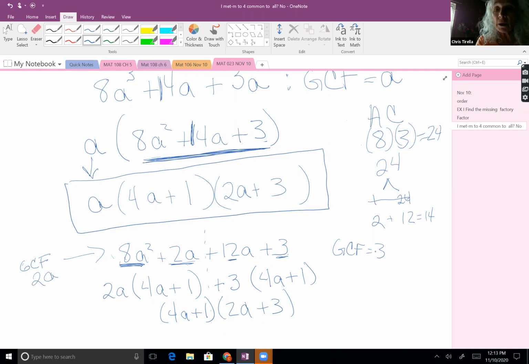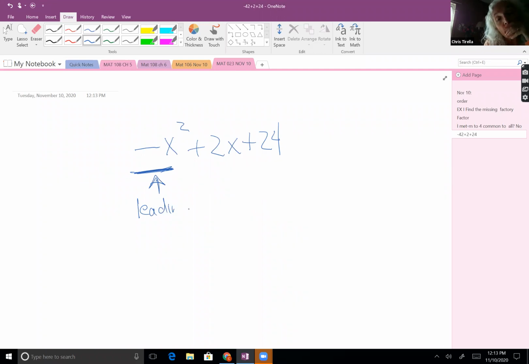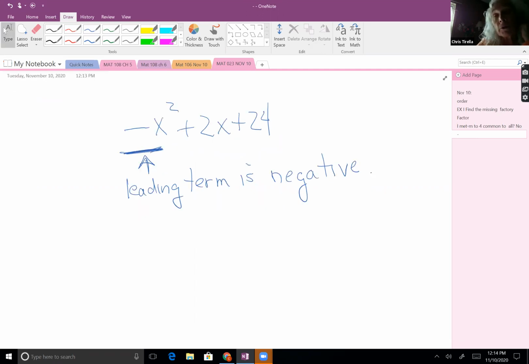So let's try another one. Let's try negative x squared plus 2x plus 24. And what makes this one different is that when I'm in descending order, the leading term is negative. And factoring when the leading term is negative can be very difficult.